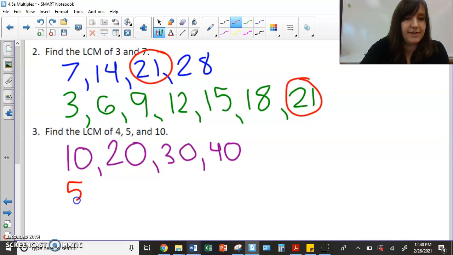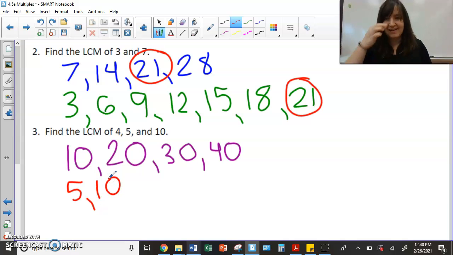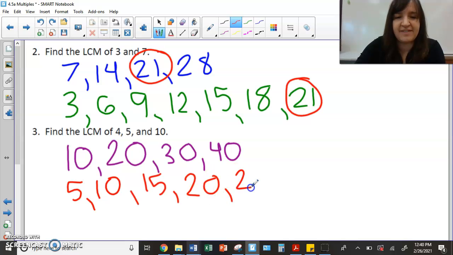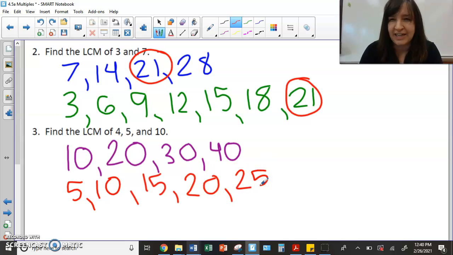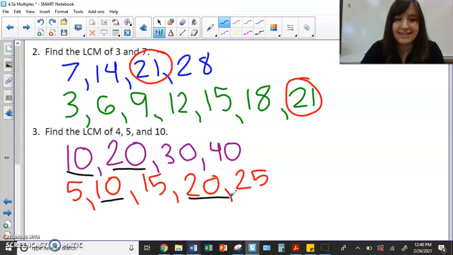So I have 5, 10. I already see one in common. If I was just doing 5 and 10, the least common multiple would be 10. But I'm not sure if that's one for 4 or not. So I'm going to go a little bit further. So 5, 10, 15, 20, 25. I'll stop there for now. If I need to go back and add more later, if I don't find anything in common, I can. So far, I see that 10 is in common with both of them and 20 is in common with both of them. All right, let's see if 4 has any in common.